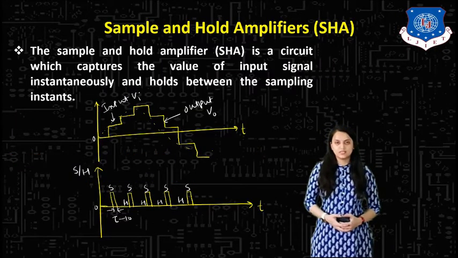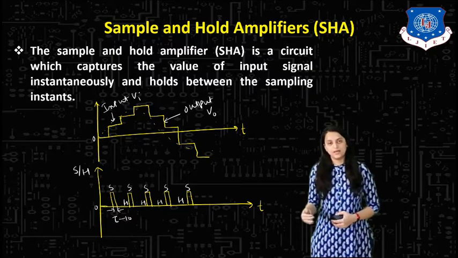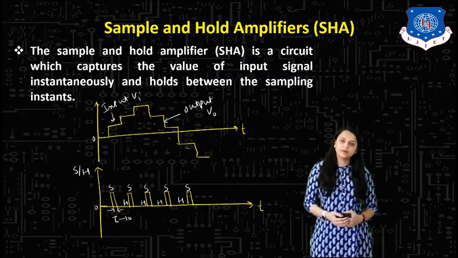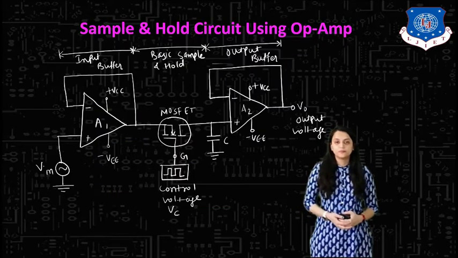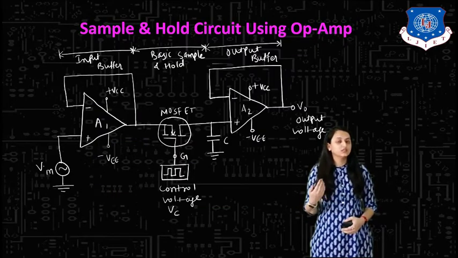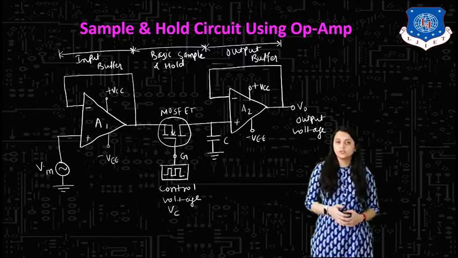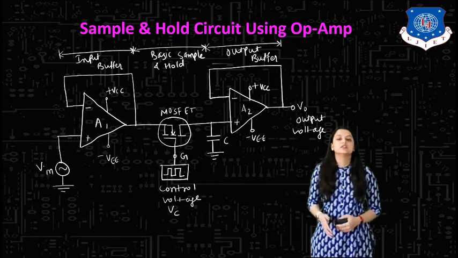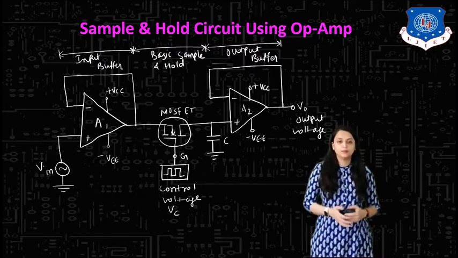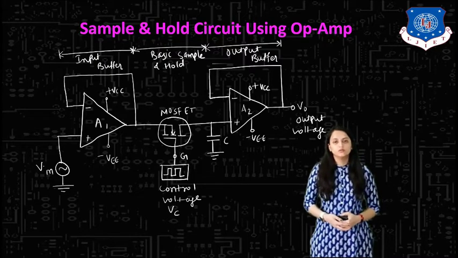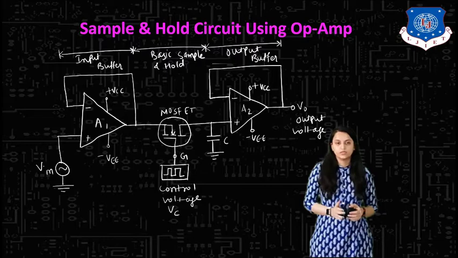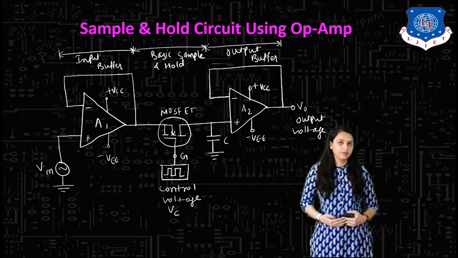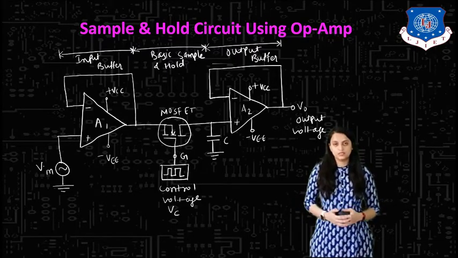In the previous session, we have seen the comparators, regenerative comparators or a Schmitt trigger, and the difference between them. Now in this session, we are going to see the next circuit, which is also important for the op-amp configurations, which is the sample and hold circuit using op-amp. As the name suggests, it will sample some value and hold on to that value. So this sample and hold concept is obtained using the op-amp.